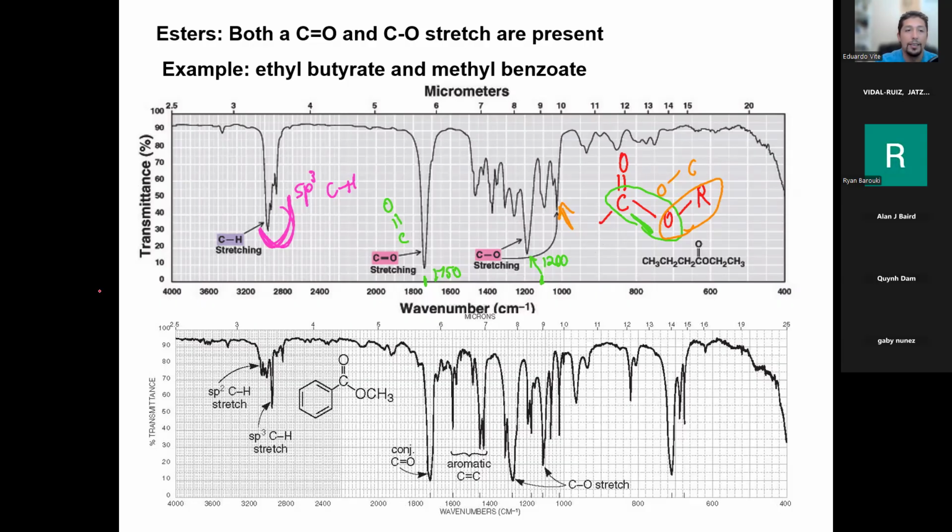Look at the bottom. In the bottom, we also have an ester compound, but it's aromatic. It has a ring. So remember, aromatic rings make the signals sharper. If you look at it, it looks very pointy, very spiky. So again, let's look at the 3000 area. What do you see here? Stalagmites. So what are these? These are your CH stretches. Every molecule has CH stretches, so make sure you can identify those right away.